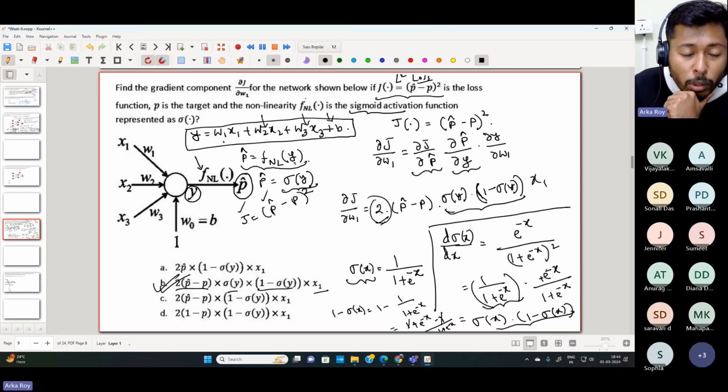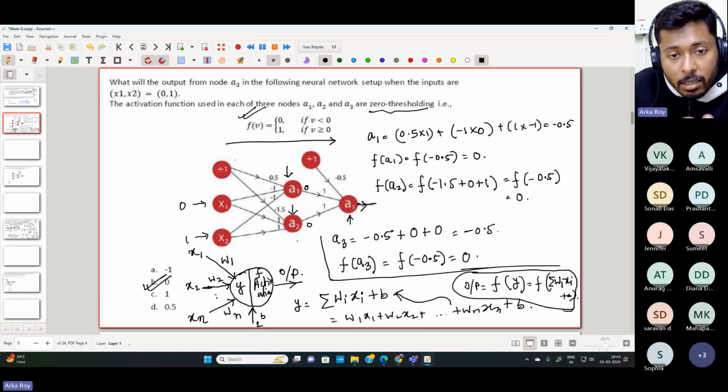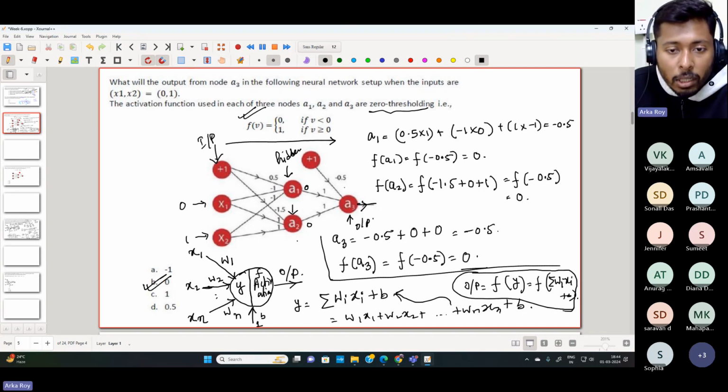This is not a neural network. This is just a neuron of a neural network, just a single neuron. But what we have seen over here is a full version of a neural network. It has an input layer, a hidden layer, and an output layer. So this whole thing creates the neural network.